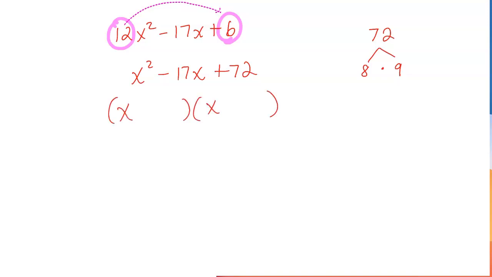Oh, how lucky I am. But they will have to be both negative, right? They have to be both negative because I want them to add up to negative 17. All right, now I'm going to divide both of these by 12.